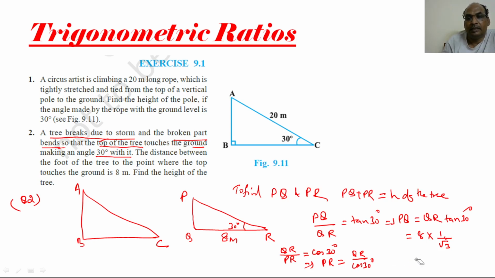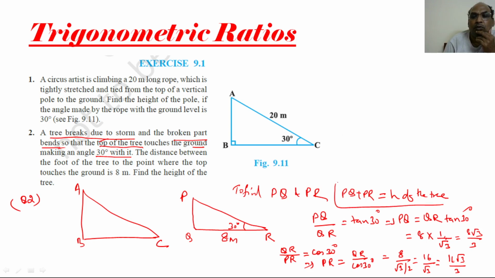Now QR is 8 and cos 30 degree is equal to root 3 by 2. So 8 divided by root 3 by 2 is becoming 16 by root 3. Again we will multiply root 3 in both numerator and denominator, so it will become 16 root 3 by 3. Then we will be finding the total height of the tree.